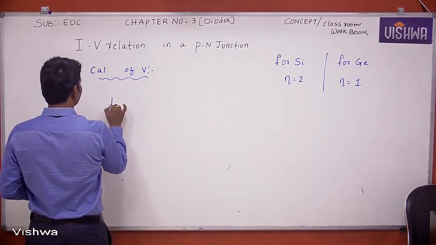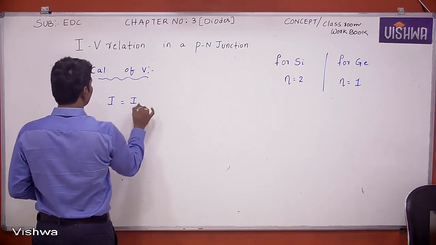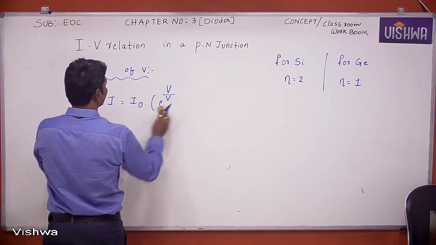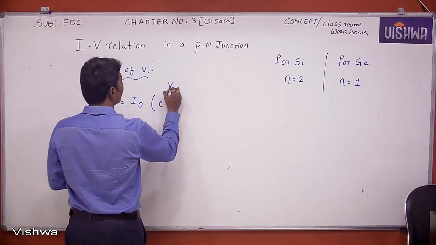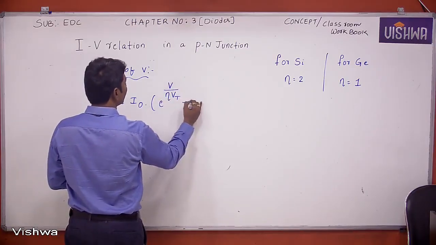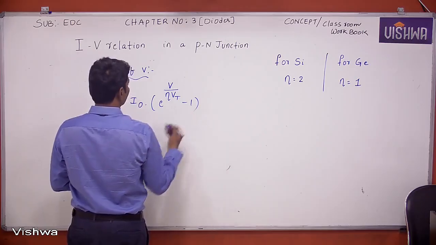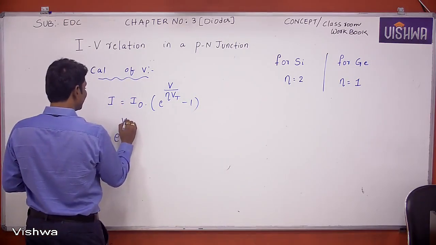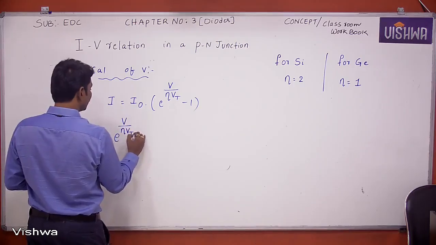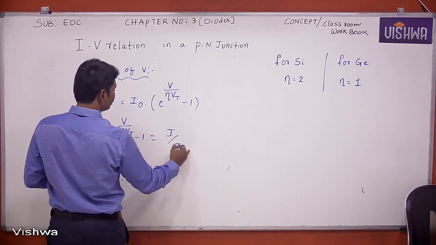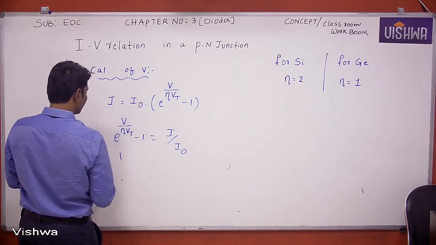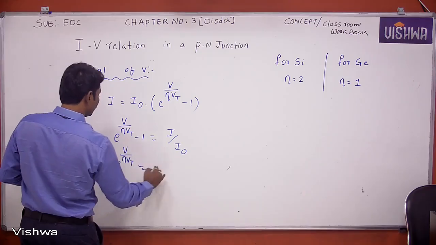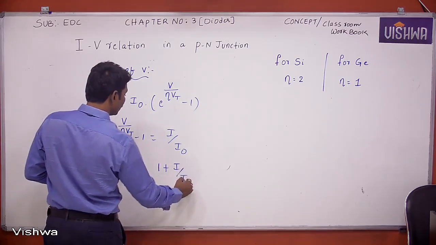We know the diode current equation, right? What is the diode current equation? I equal to I naught into e power V by eta Vt minus 1. This is the diode current equation. So from this expression, what is e power V by eta Vt minus 1? It is I by I naught. So e power V by eta Vt is equal to simply 1 plus I by I naught.